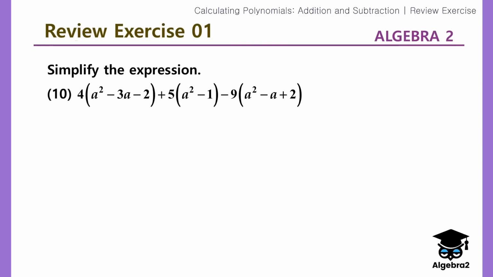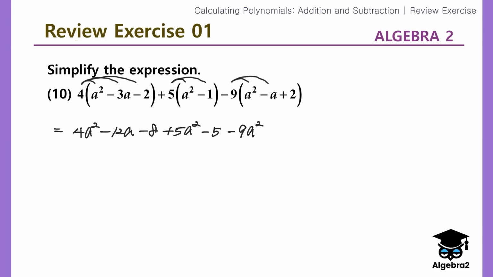Number 10. Number 10 is equal to 4a squared, right? 4 times minus 3a, minus 12a. 4 times minus 2, minus 8, plus 5a squared minus 5, minus 9a squared, minus 9 times minus 1, that's going to be plus 9, right? So plus 9a. Minus 9 times 2, minus 18.